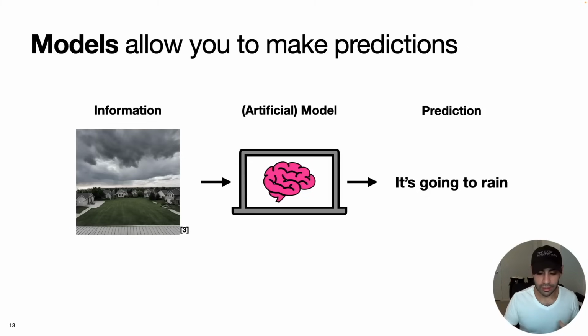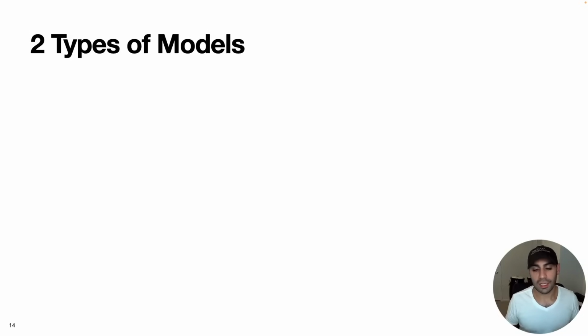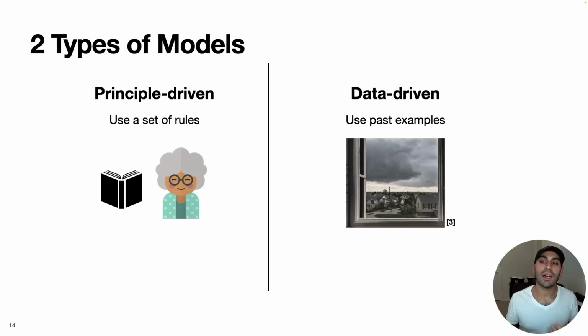But a natural question here is, where do these models come from? There are 2 types of models that I'm going to talk about. The first I'll call principle-driven models, which are based on a set of rules. These are things you might read in a book or learn from your grandma. The other kind of model is based on past examples.